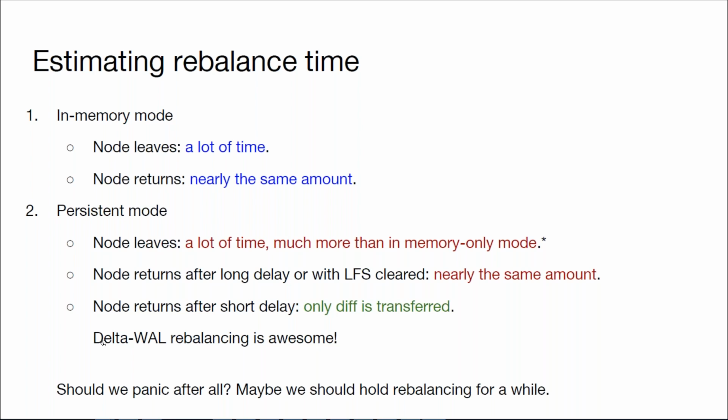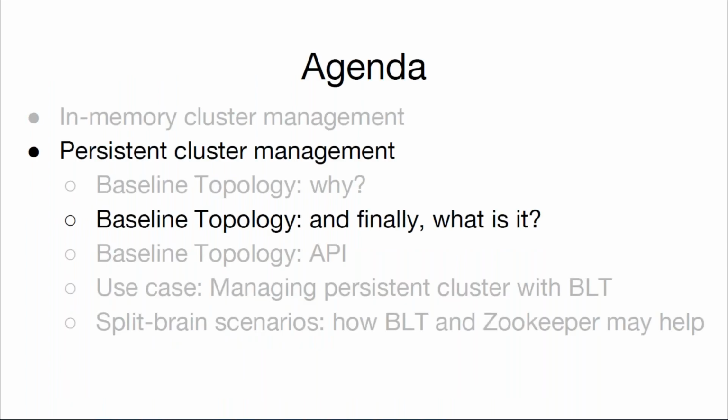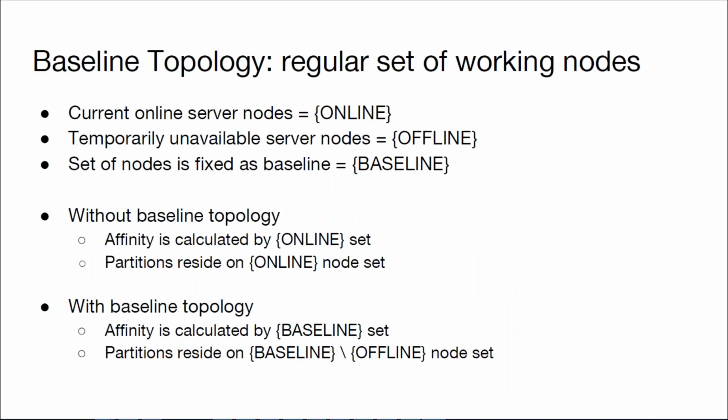So should we panic after all if a node leaves in persistent mode, or maybe we should hold rebalancing for a while? Here comes the baseline topology. Baseline topology is an instrument for holding rebalancing for a while.